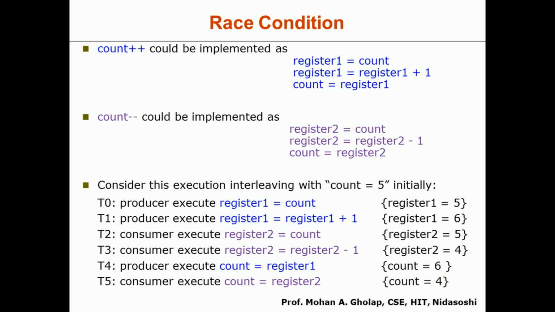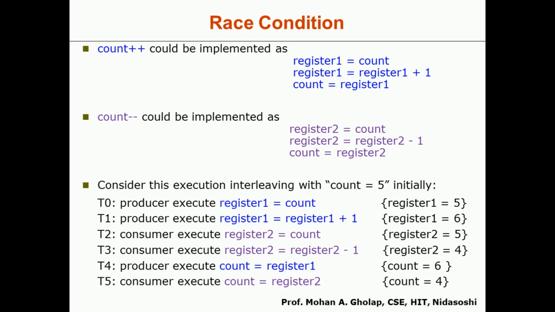Why? Because the count value was initially 5. The producer will increment the value by 1. Count plus plus indicates it has produced one data block, so that is available, and count will become 6. At the same time, when the consumer executes count minus minus, that indicates the consumer has consumed one block of data. Whatever data block is produced by the producer is consumed by the consumer.